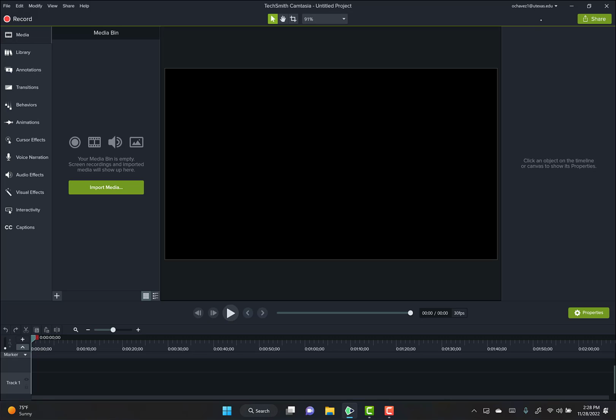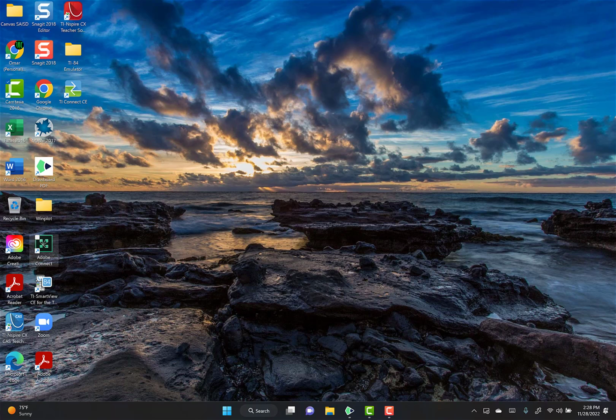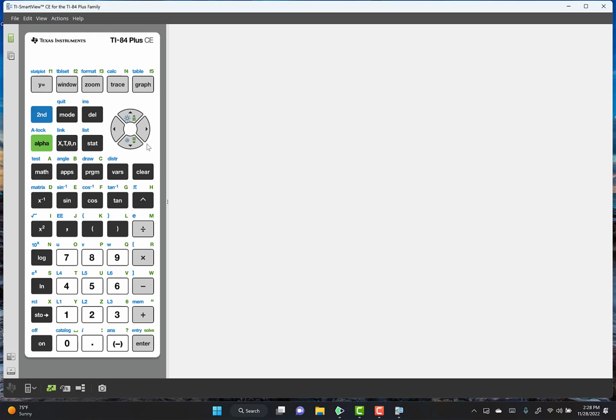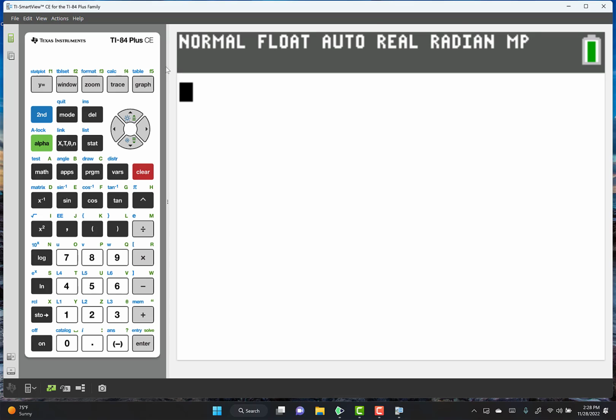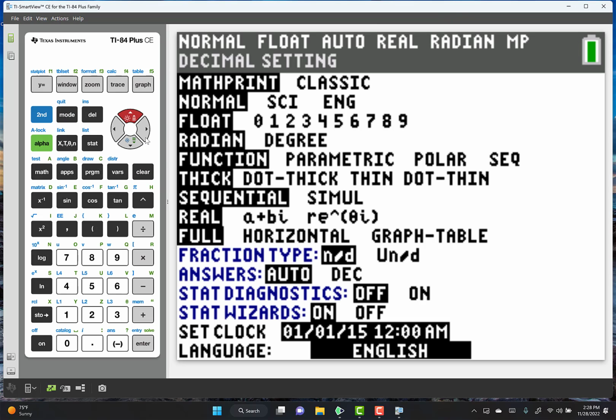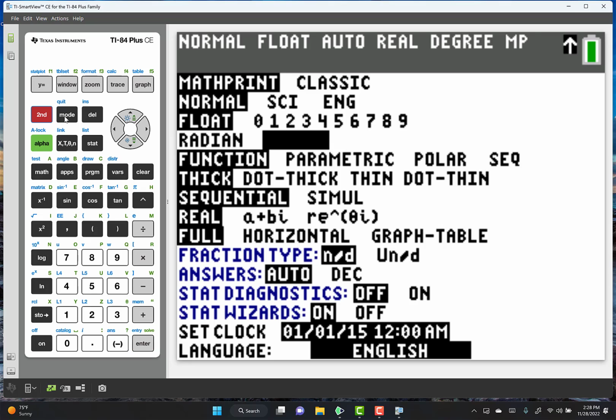So check it out. Sorry guys, I should have had my calculator open already. So here it is. There might be some junk already in there. Nope. All right, I'm in radian mode. I'm going to switch my mode to degree real quick. Degree. All right, second quit.